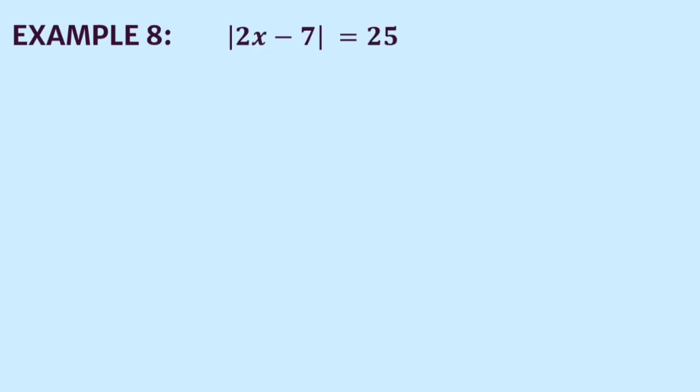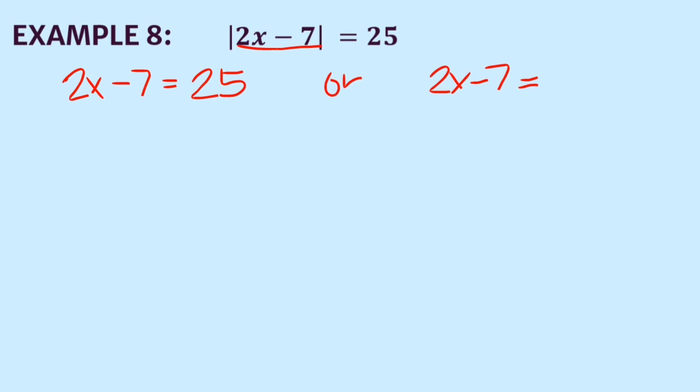Let's have another example. Example 8. Again, we have to take the expression inside the absolute value notation, which is 2x minus 7, and equate it to 25. And for the second statement, you have to take the expression inside and equate it to the negative value of the right hand side, which is negative 25. Okay, so let's solve this first statement. So we have to add 7.